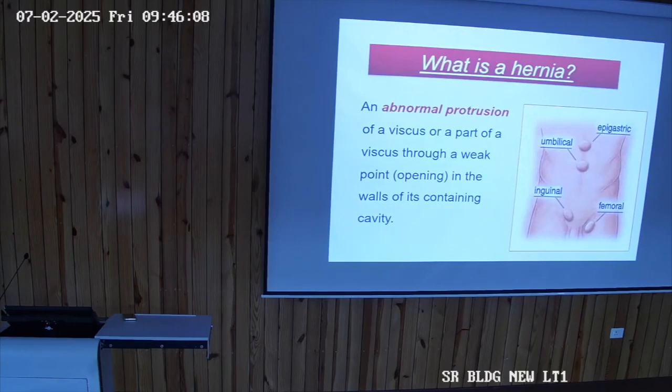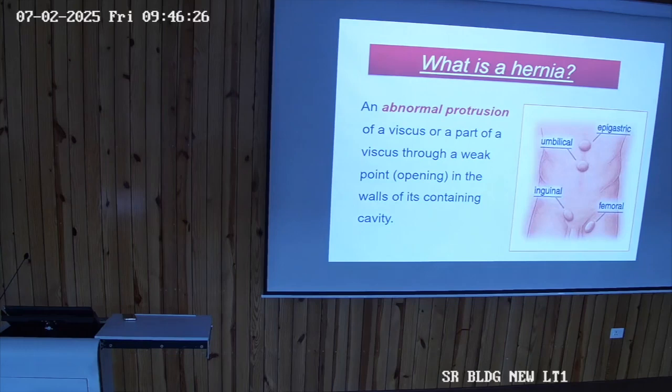So hernia, what is hernia? Protrusion of a viscus through the wall containing it. वो जहाँ जो जिस wall में है, so it is an abnormal protrusion of a viscus or a part of viscus through a weak point in the wall of its containing cavity. So it is protruded like that.